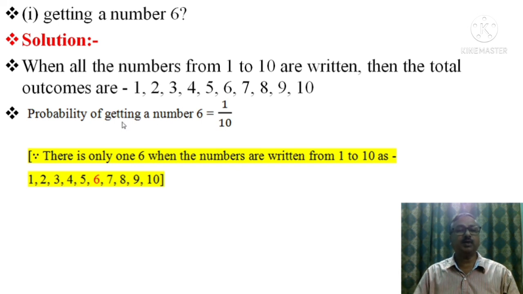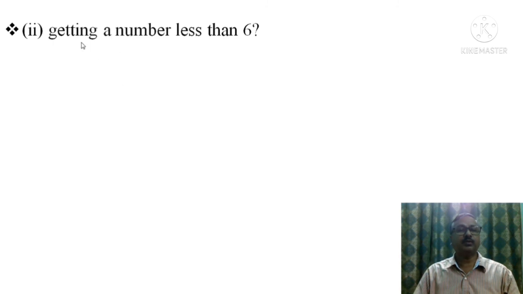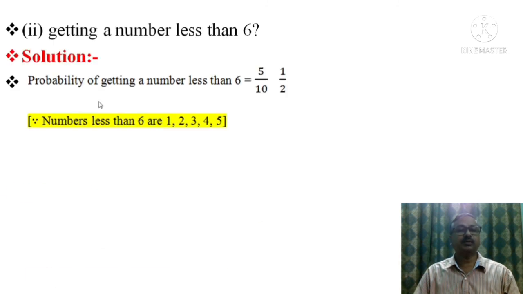That is, probability of getting a number 6 is 1 by 10. Now next, second part of this question, getting a number less than 6. So see the solution. Probability of getting a number less than 6 is 5 by 10. Out of the 10 numbers, the numbers less than 6 are 1, 2, 3, 4 and 5. These are the 5 numbers which are less than 6. So 5 by 10. Since a common factor is there, 5 we can cut and we can write 1 by 2. So 1 by 2 is our answer. That is the probability of getting a number less than 6.